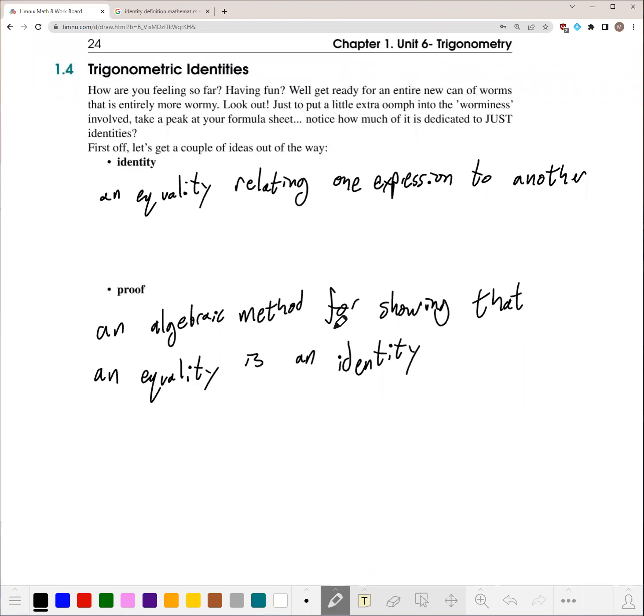You ever woken up, looked at yourself in the mirror and said, am I a triangle? You may be suffering from trigonometric identities. Just kidding, it's not a real thing.